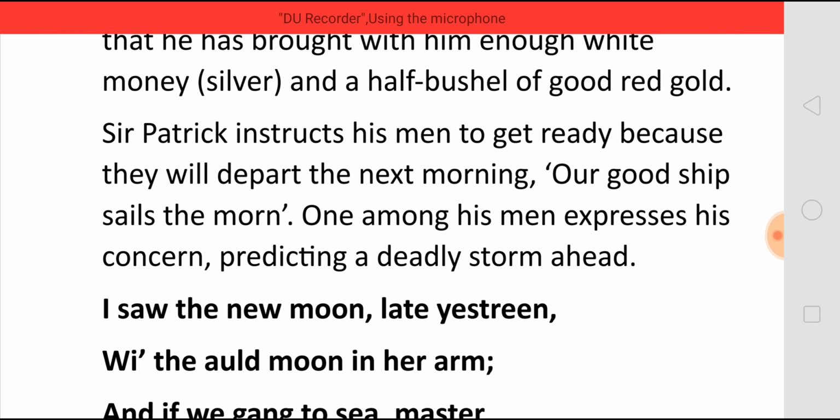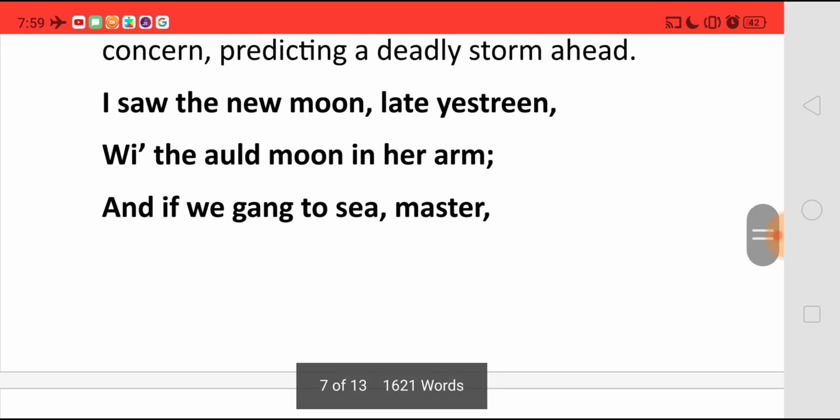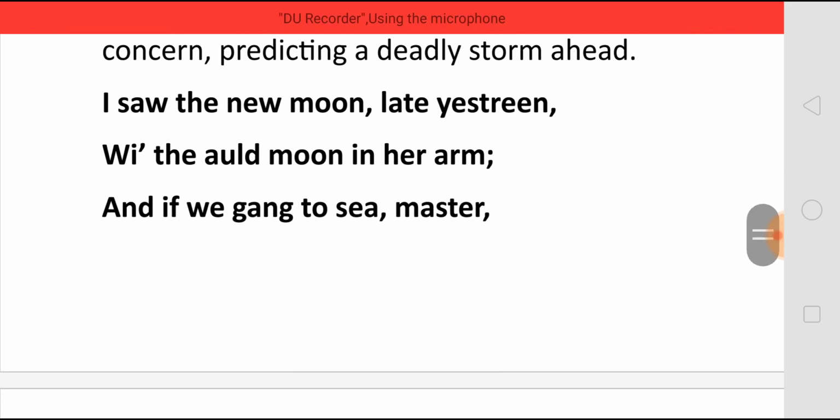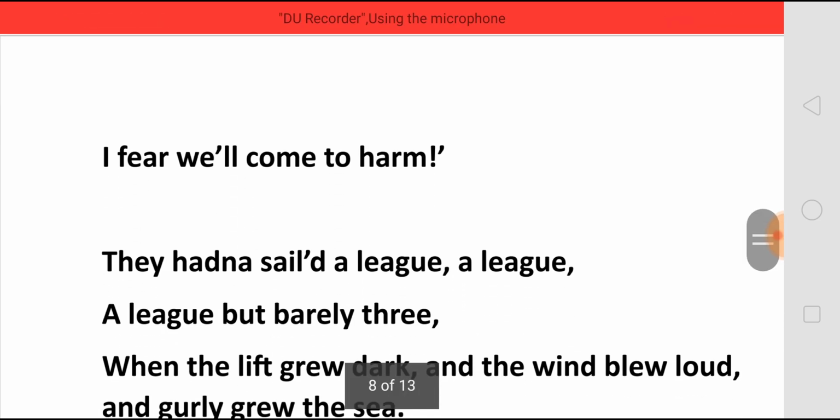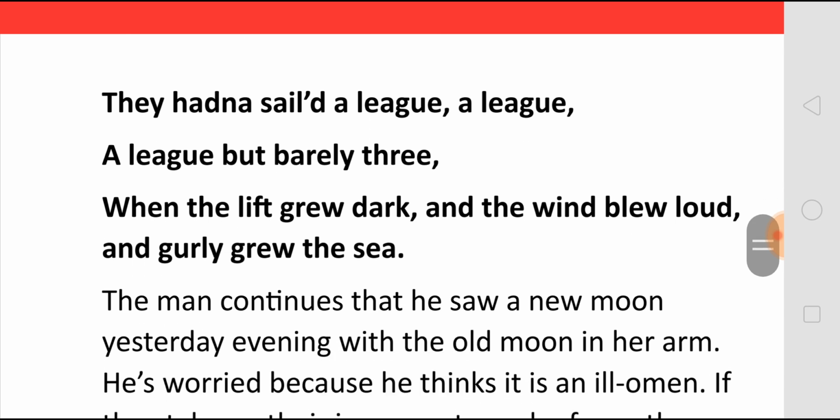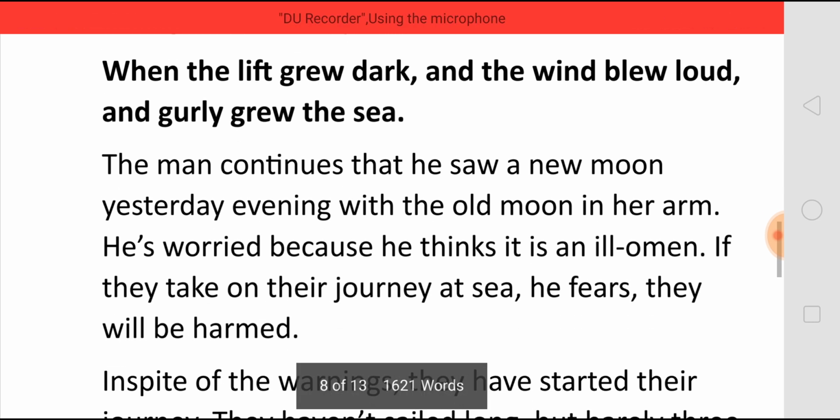One among his men expresses his concern, predicting a deadly storm ahead. "I saw the new moon late yesterday, with the old moon in her arm, and if we gang to sea, master, I fear we will come to harm." They had now sailed a league, but barely three. When the lift grew dark and the wind blew loud, and gurly grew the sea.